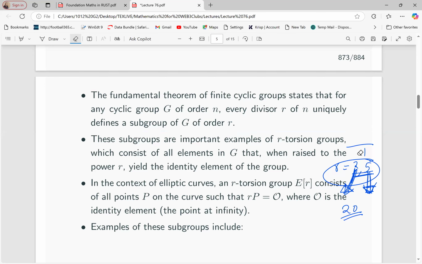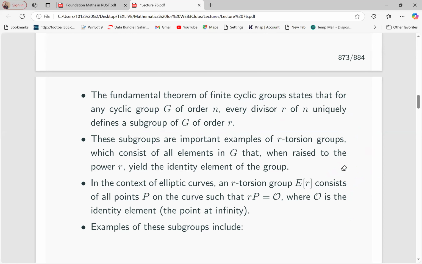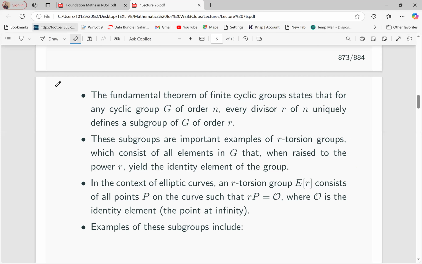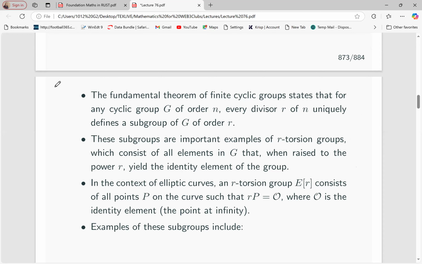For instance, you have an elliptic curve, and this elliptic curve has 20 points. We are asking ourselves, what is R? And we found that if it has 20 points, then R will be 2 and 5. If R is 2, it gives us a subgroup of 2 elements. That subgroup of 2 elements is what we call the 2 torsion group, where 2 is R. And if R is 5, we call it the 5 torsion group, and that 5 torsion group has 5 elements.